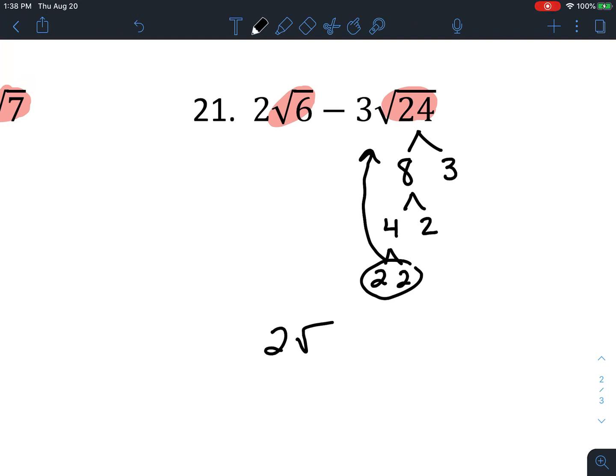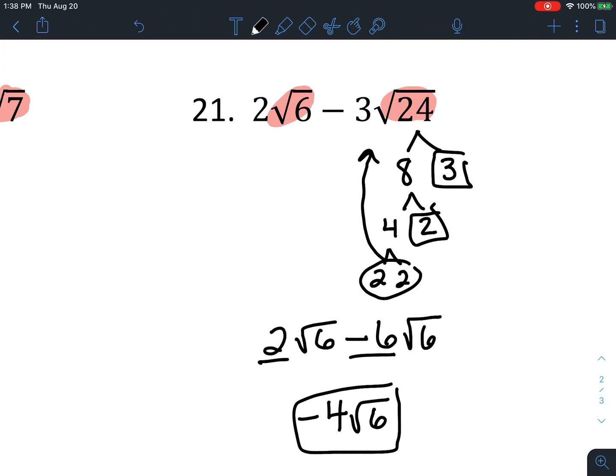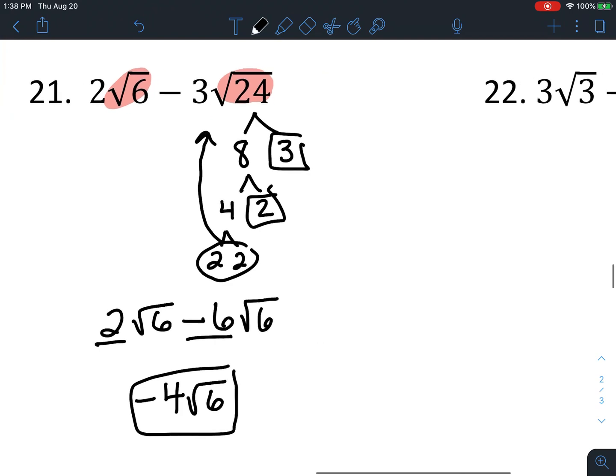So now I'm going to have 2 square root of 6 minus 2 times 3 is going to be 6, that goes on the outside. And now 2 times 3 goes back on the inside. Would you look at that? Now they both have the same square root, and we can perform the operation. Negative 2 minus 6. Negative 2 minus 6 is negative 4. And again, we're going to keep our square root of 6. Beautiful. All right, let's try another one.